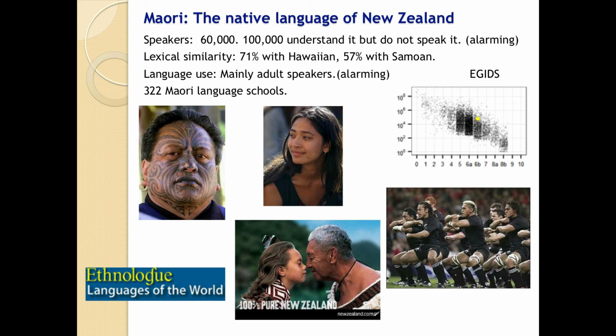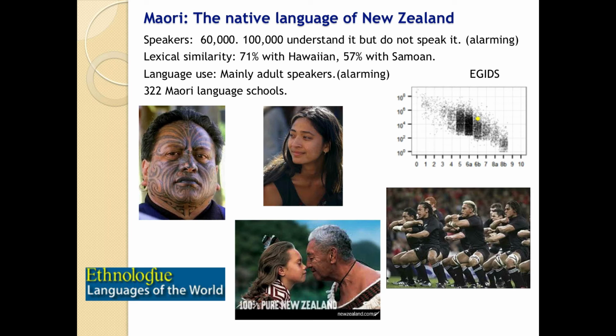Okay, I want you to have some information about the Maori language. That's the native language of New Zealand. New Zealand now is predominantly English speaking, but the native language is Maori. It has 60,000 speakers, and get this, it is kind of interesting: 100,000 understand it, but do not speak it. That's bad, because that means that the language has become passive in so many people, so that's alarming.